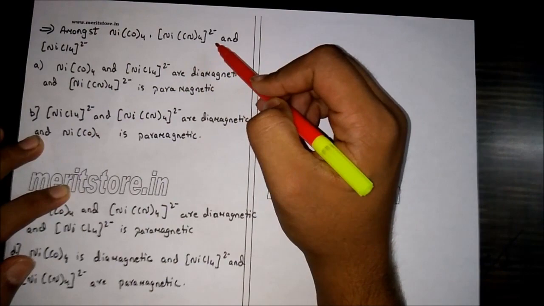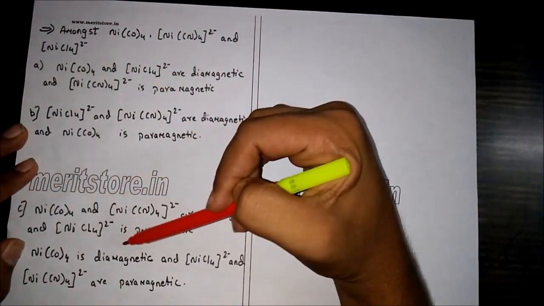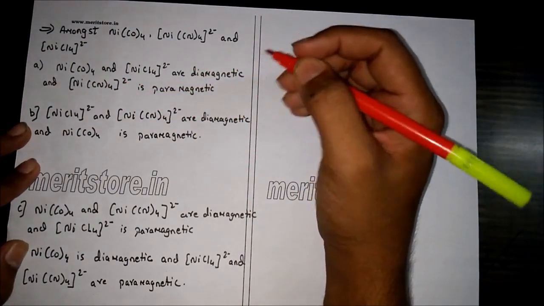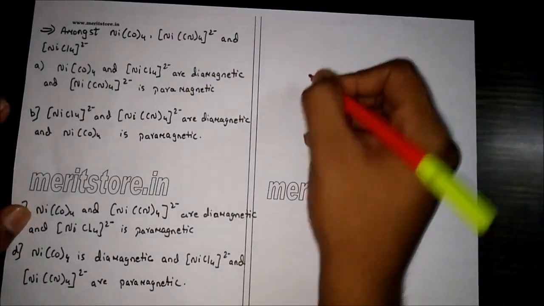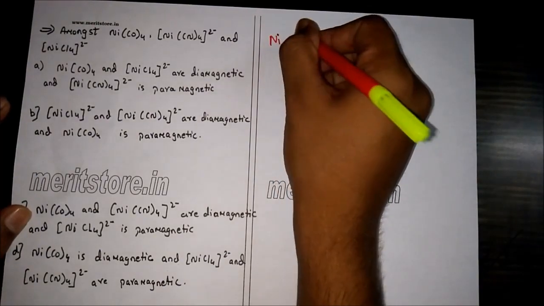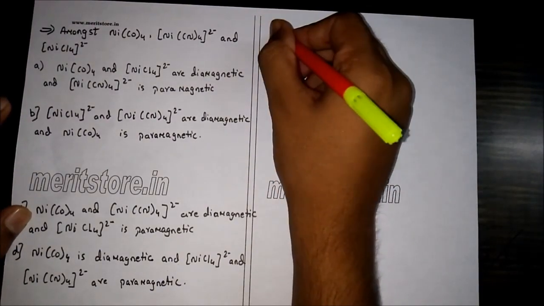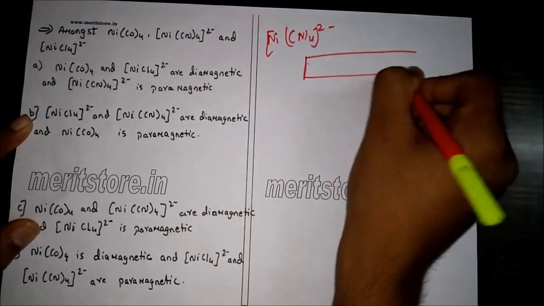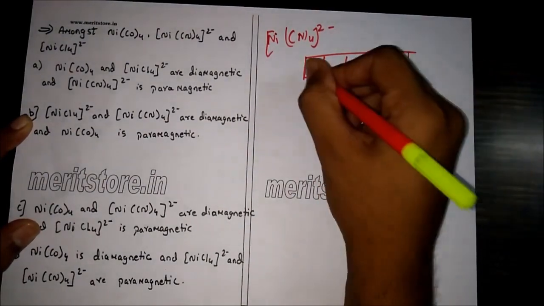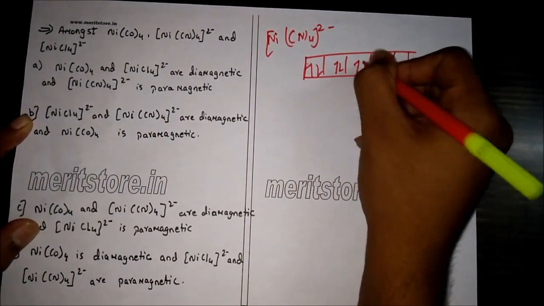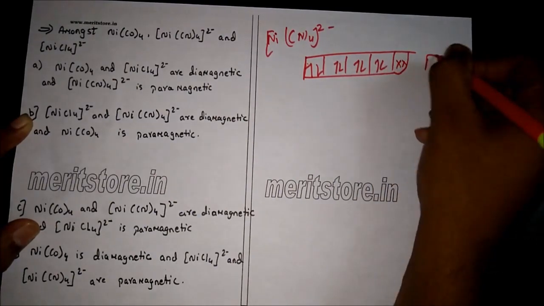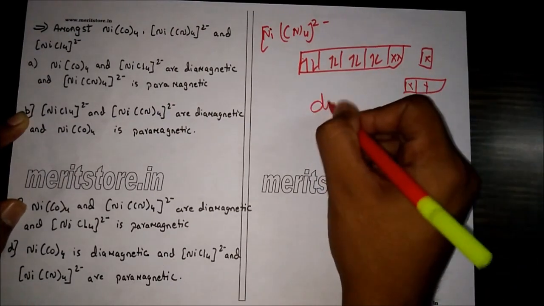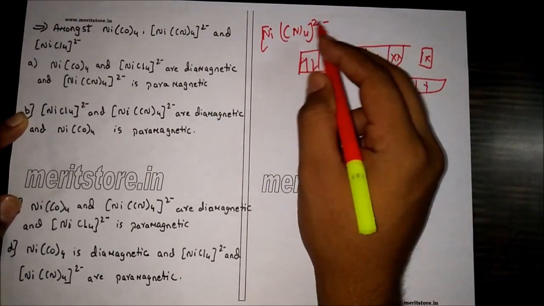[Ni(CO)4], [Ni(CN)4]2-, and [NiCl4]2-. These are the options which state some are diamagnetic and some are paramagnetic. We need to find the correct answer. Therefore, now let's look at all the solutions. Now, Ni in [Ni(CN)4]2-: since all the electrons are paired and there are no unpaired electrons, it shows diamagnetism. Therefore, [Ni(CN)4]2- is diamagnetic.